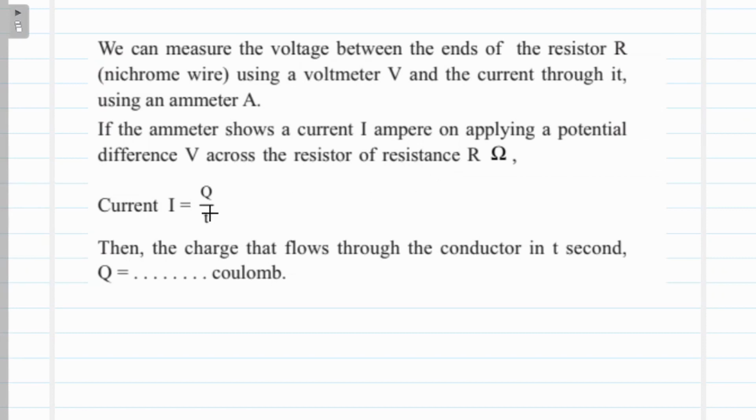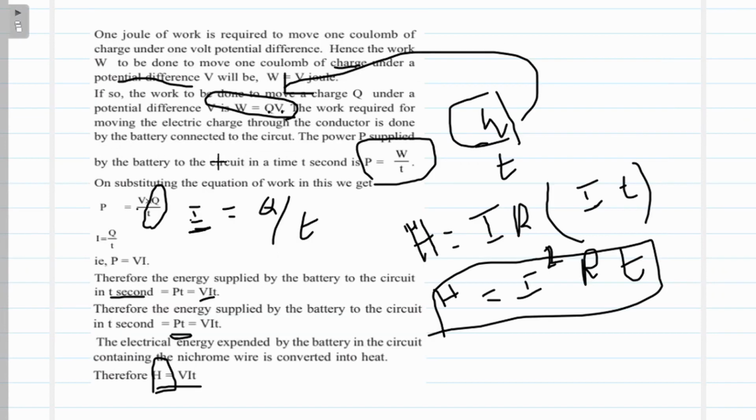We know what current is: current equals Q by T. That is, in a particular time, how much charge passes through the circuit is called current. Next, we know about the joule. Work done is equal to voltage: how much work done, in joules, is required to move 1 coulomb of charge under 1 volt difference. Then W equals V joule.